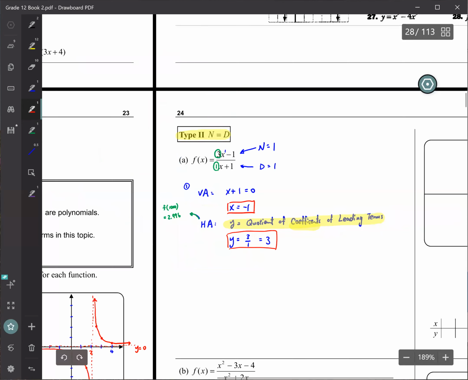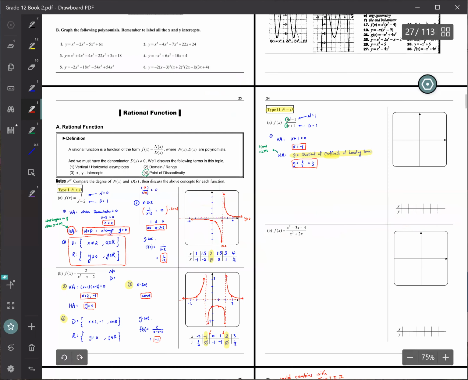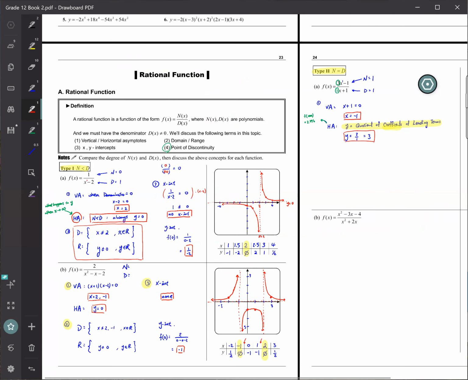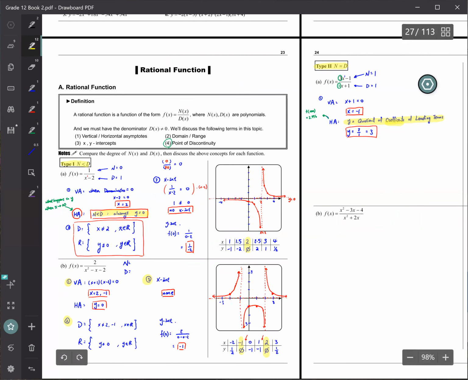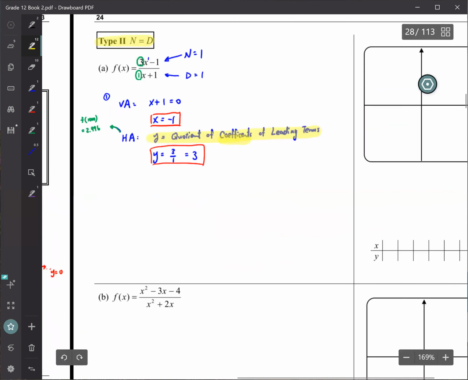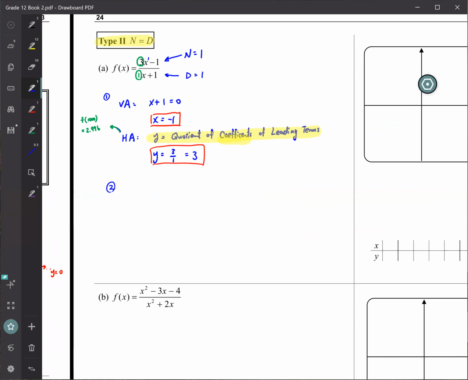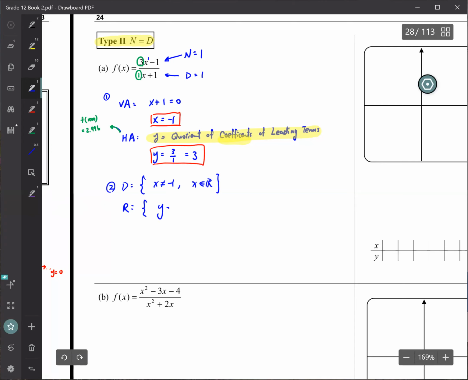So recap quickly, right? For type 1, horizontal asymptote is always y equal to 0. For type 2, it will be quotient of coefficient. Okay, now let's go to number 2 now. Okay, so number 2 will be easy. Everything after number 1 is pretty easy. Number 2 is the domain range. So domain, you just say x cannot be -1, right? And it can be anything else. And then range, same thing. Y cannot be 3, and y can be everything else.